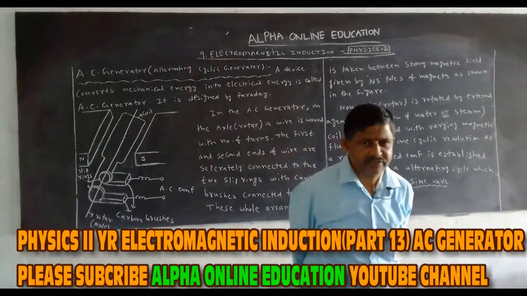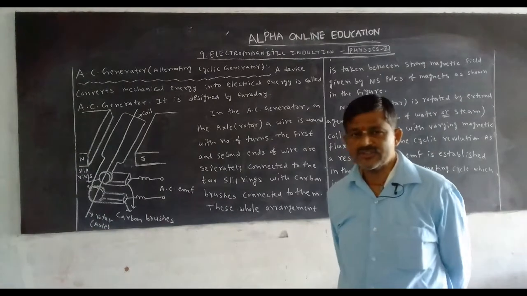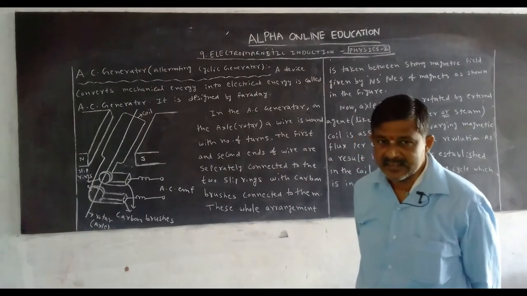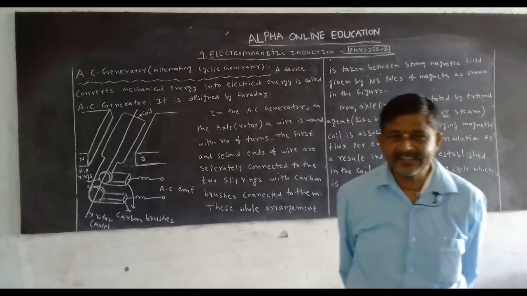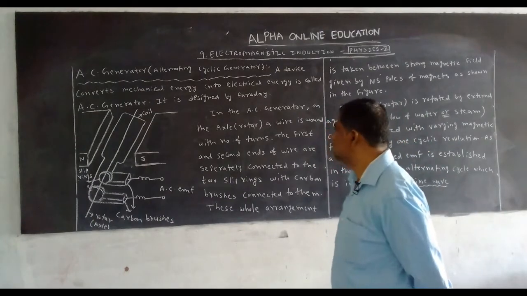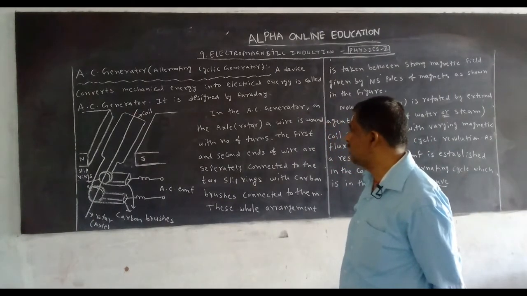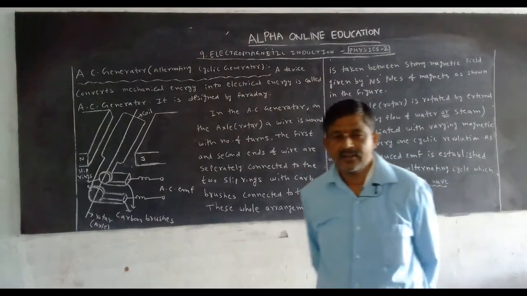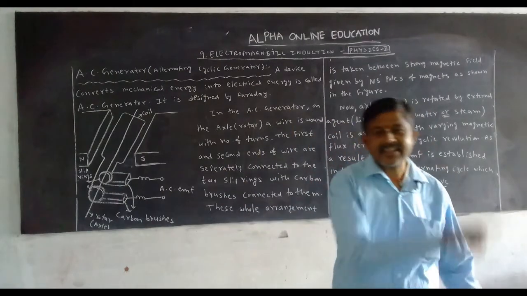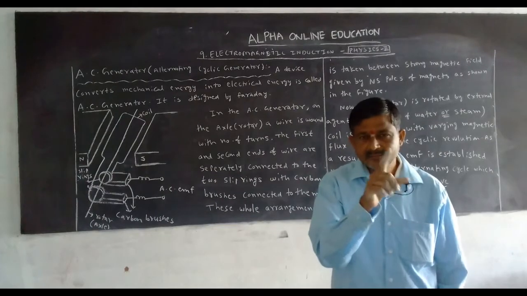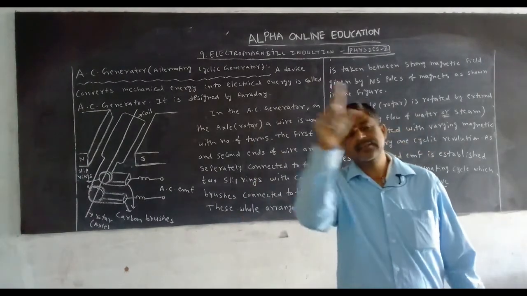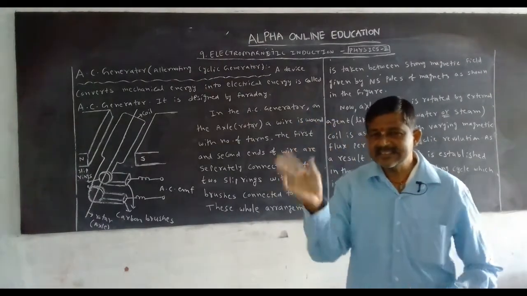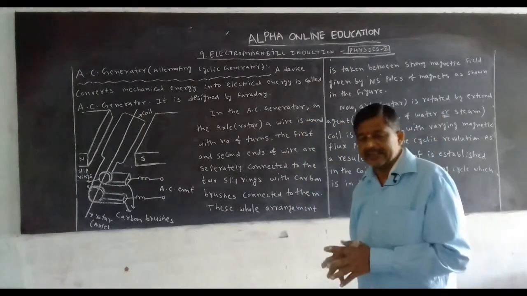Now this is a very important and the last topic in this chapter: the AC generator. This topic you already studied in 10th class, but it is repeated again. AC: A stands for alternating, C means cyclic generator. Alternating means repeating, cyclic. Alternating starts from here: one cycle, second cycle, third cycle. So alternating cyclic generator, or AC generator.